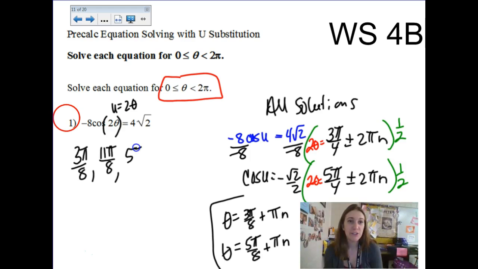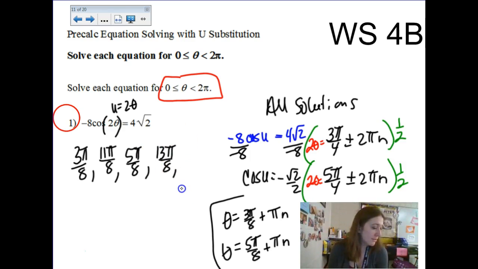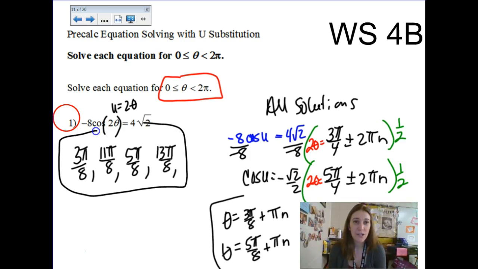5 pi over 8, good. Adding another group of 8 pi over 8, that'd be 13 pi over 8. Still good. If I add another group of 8, that's too big. So I think that's it. These 4 answers right here. It's annoying because you feel like you're doing twice the work. You have to find the all solutions one, and then go back and find just the ones between 0 and 2 pi.